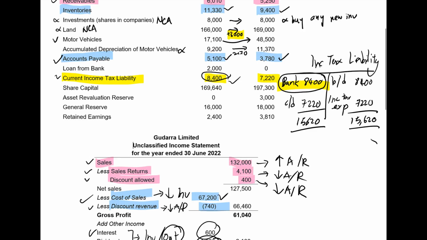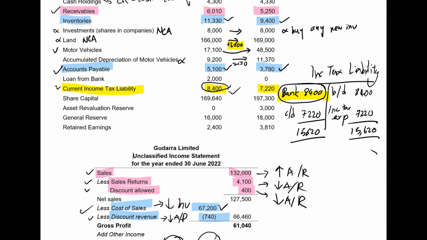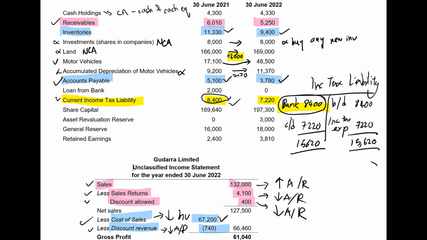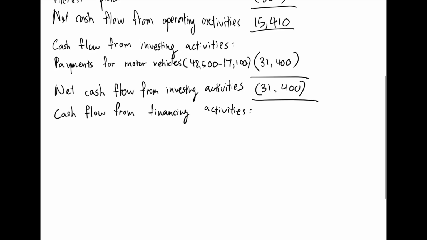Okay, so the first non-current liability that we are going to look at is your loan from bank. Your loan from bank has reduced from 2,000 to 0. At the beginning of the year, I owe people $2,000. At the end of the year, I owe people nothing, which means that I have repaid my loan from bank. I don't owe people anymore at the end of the year.